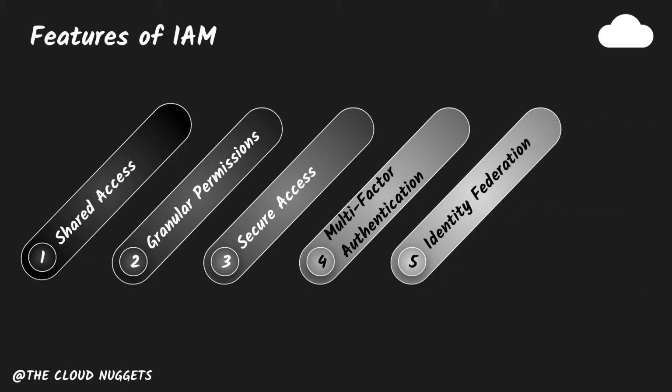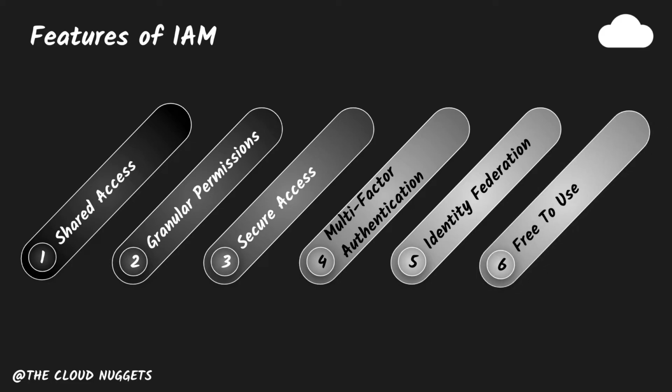Identity Federation. You can allow users who already have passwords elsewhere, for example, in your corporate network or with an internet identity provider, to get temporary access to an AWS account. Identity Federation is nothing but the concept of using external authenticator sources to provide permission to access the AWS console or resources.